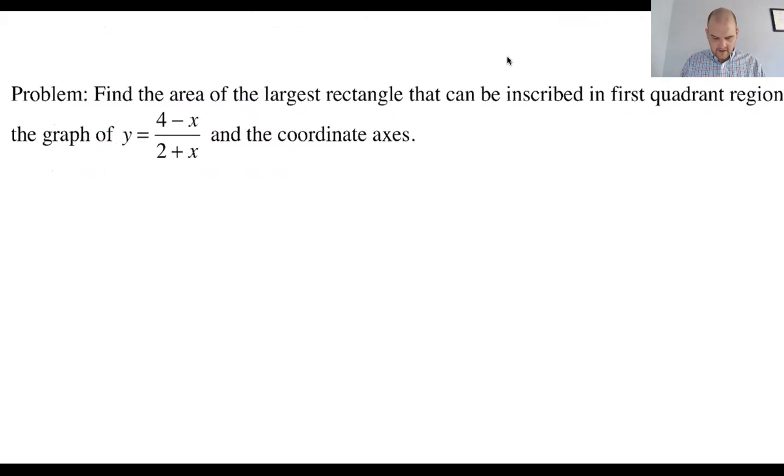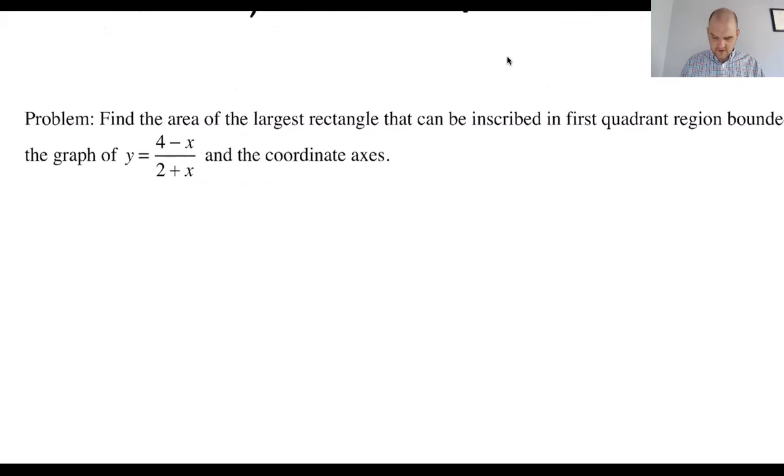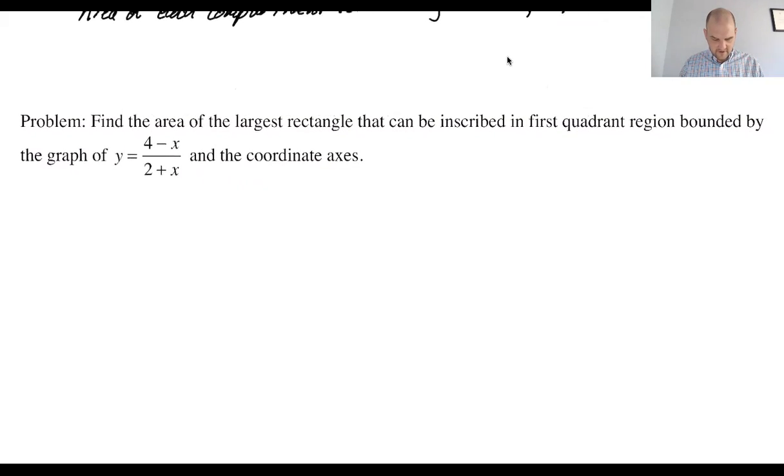So find the area of the largest rectangle that can be inscribed in the first quadrant region bounded by the graph of y equals (4 minus x) over (2 plus x) and the coordinate axes. So there's a small issue with this in that I don't exactly know what this function looks like, but it's a really small issue because we also kind of don't care.